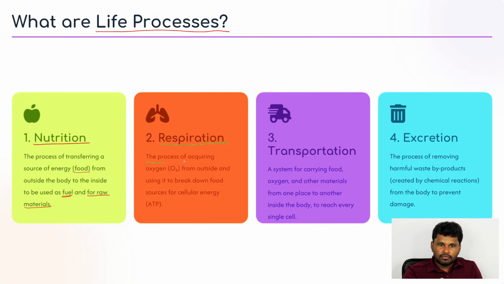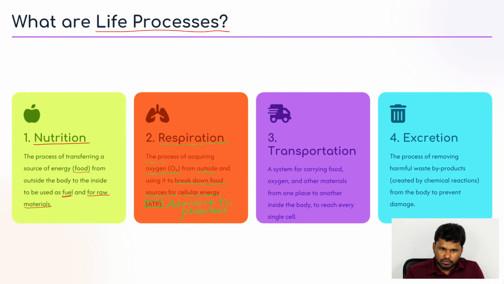The process of acquiring oxygen from outside and using it to break down the food sources for cellular energy, which is ATP. This is a very important point you have to remember. ATP. What is the full form of ATP? It is adenosine triphosphate. What is ATP? It is adenosine triphosphate.